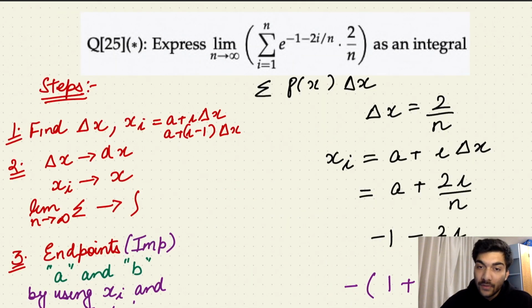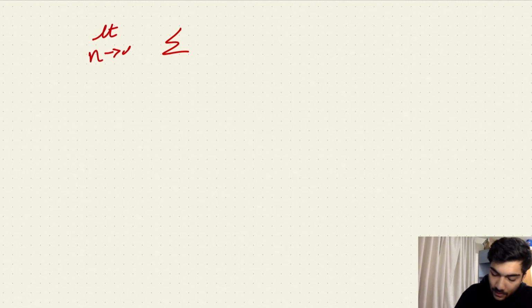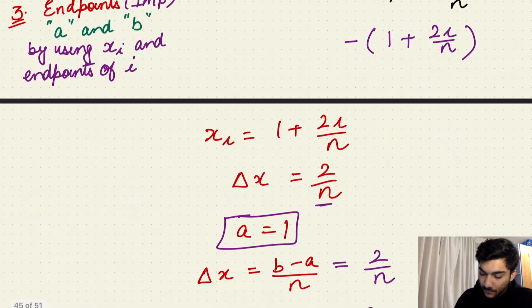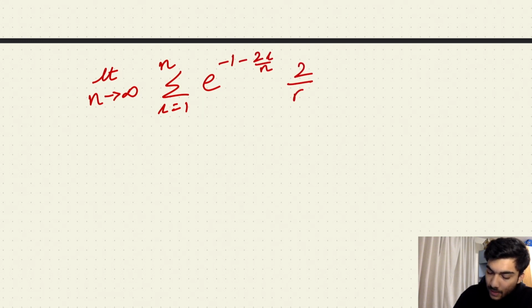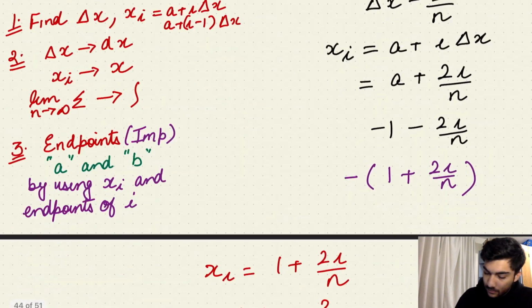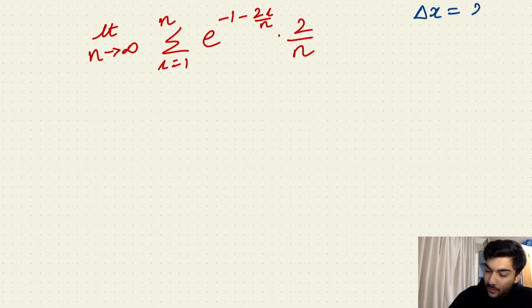So now, since we have everything calculated, let's move on to the final solution. So I'll write the sigma notation again. My sigma notation is the limit n tending to infinity, sigma i goes from 1 to n, e to the power minus 1 minus 2i by n, times 2 by n, and that's it.